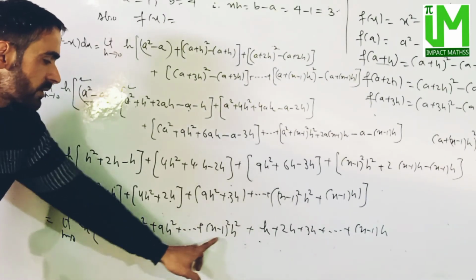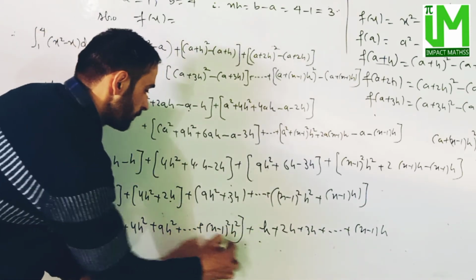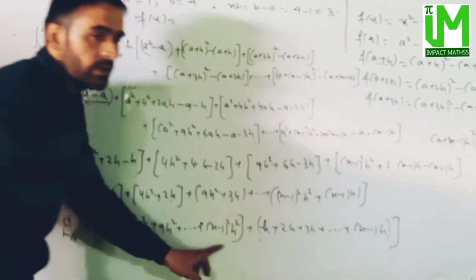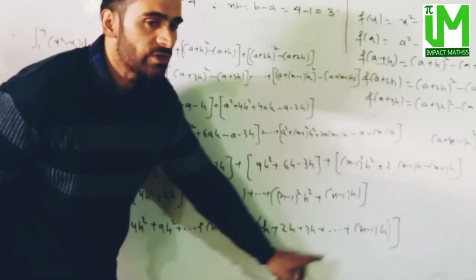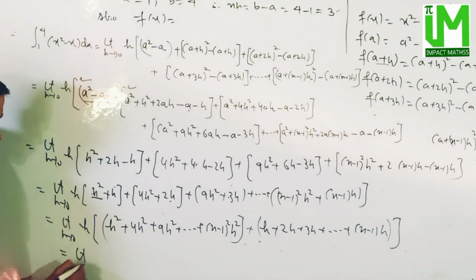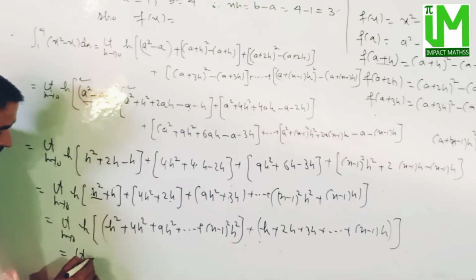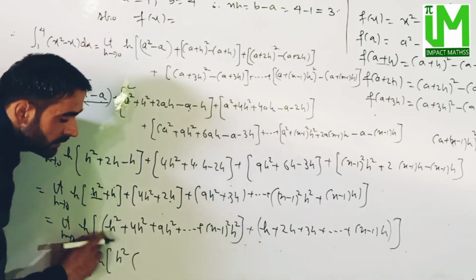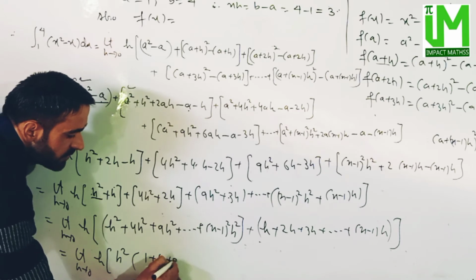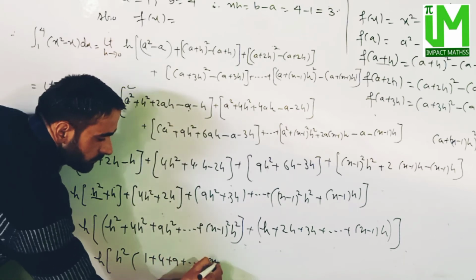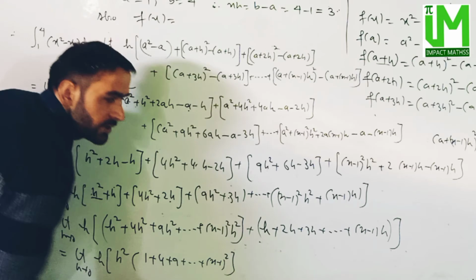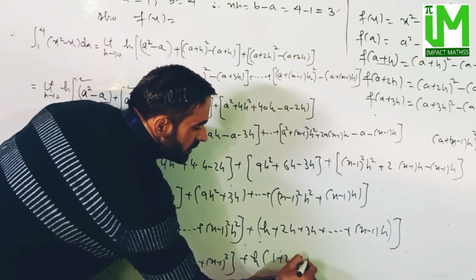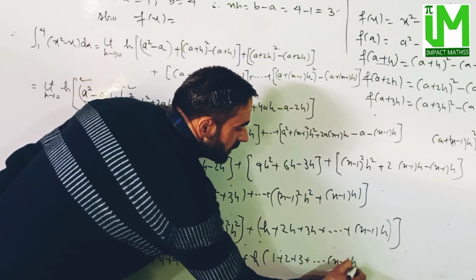Now take h square common from the square terms and h common from the other terms. So we'll have limit h tends to 0 of h into [h square (1 plus 4 plus 9 plus up to (n minus 1) square) plus h into (1 plus 2 plus 3 plus up to (n minus 1)) into h].